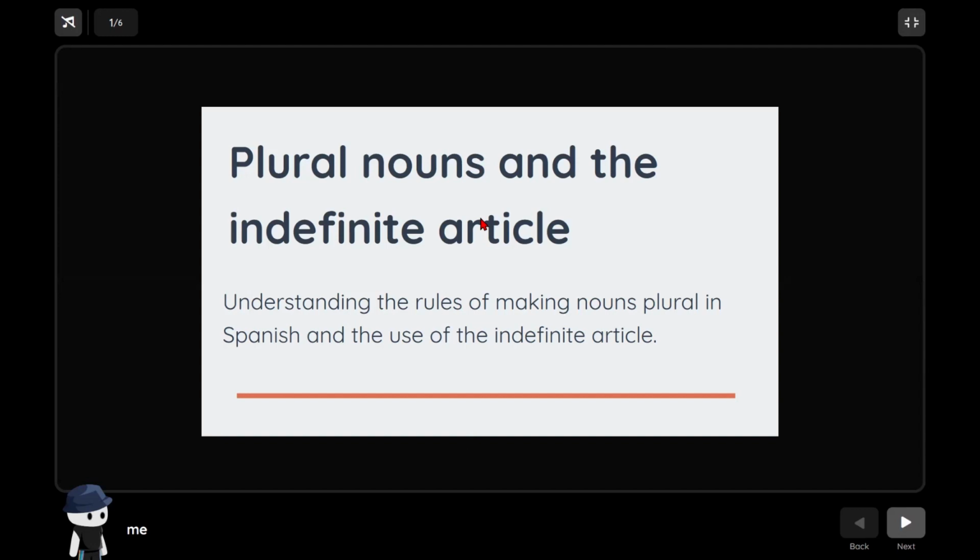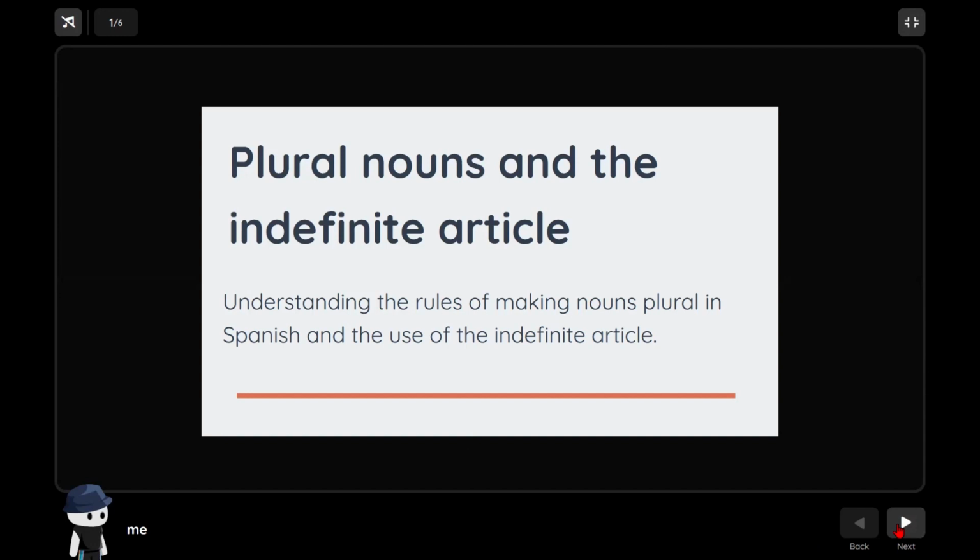So today we're looking at plural nouns and the indefinite article. Last time we looked at nouns and the definite article. So we're going to be looking at the plural nouns and the indefinite articles. Let's get right into this lesson.